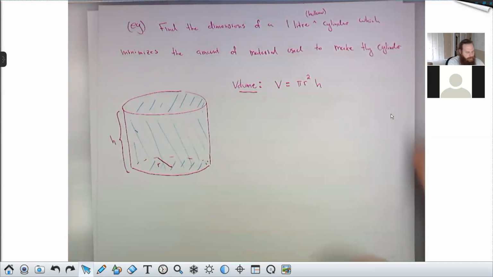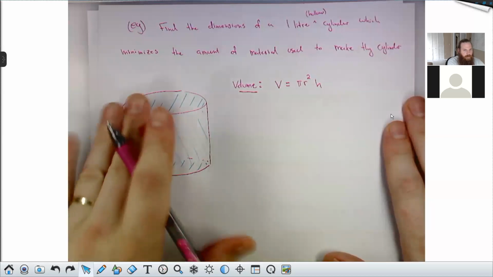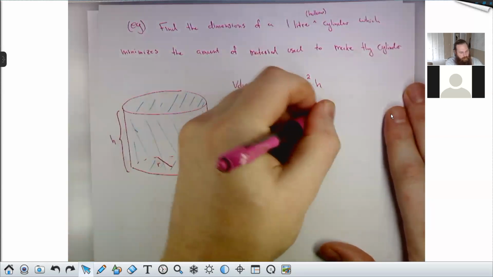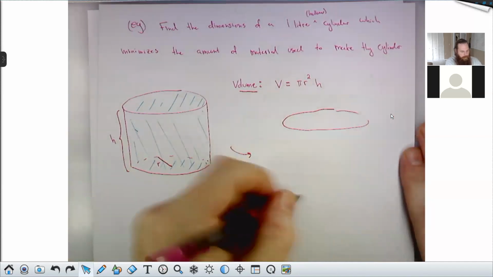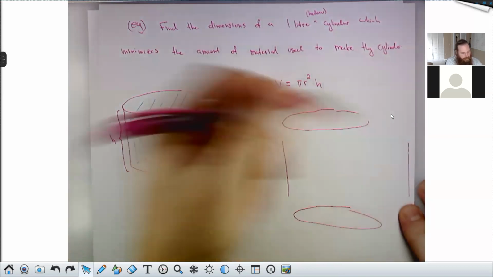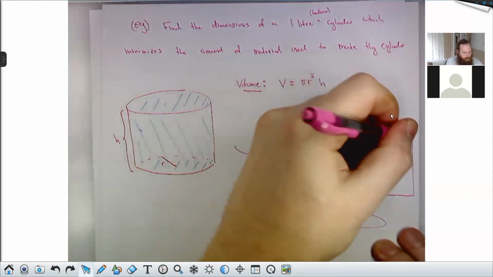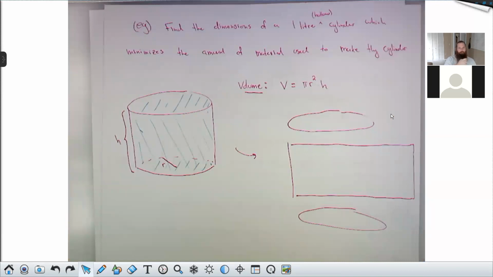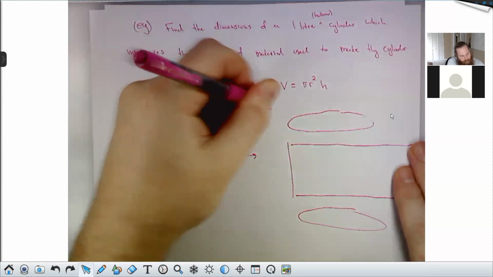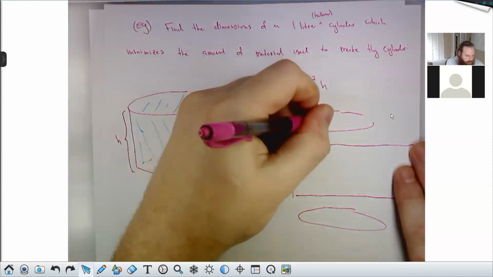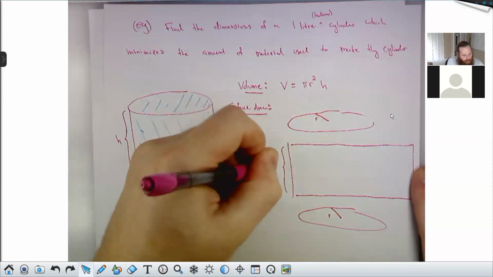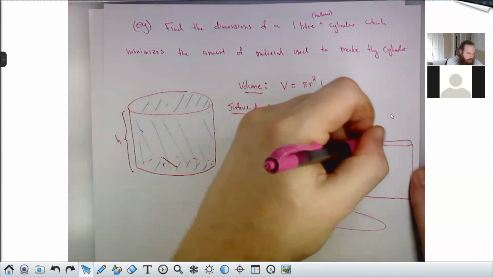So if we want to find the surface area, you have to imagine cutting and unrolling the cylinder. If you do that, you've got the circle on top, the circle on the bottom, and then if you cut and unroll the middle, that forms a little rectangle. So the surface area, the amount of material I need to make this thing, I've got two circles of radius r, and I've got a rectangle whose height is h, but what is this dimension of the rectangle?